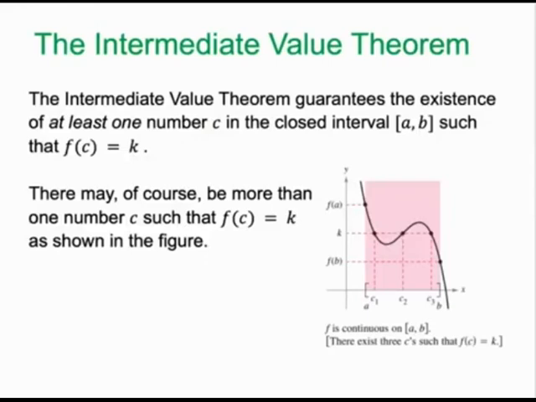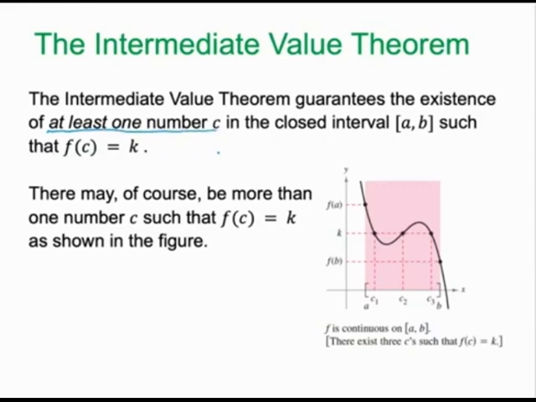So what I just showed you was a very specific example where we use the intermediate value theorem and we didn't even realize we were using it. But the theorem is very useful in mathematics. What it does is guarantee the existence of at least one number C in the closed interval [A, B] such that f of C equals k. And as I stressed earlier, that's going to be at least one number C in the closed interval [A, B].